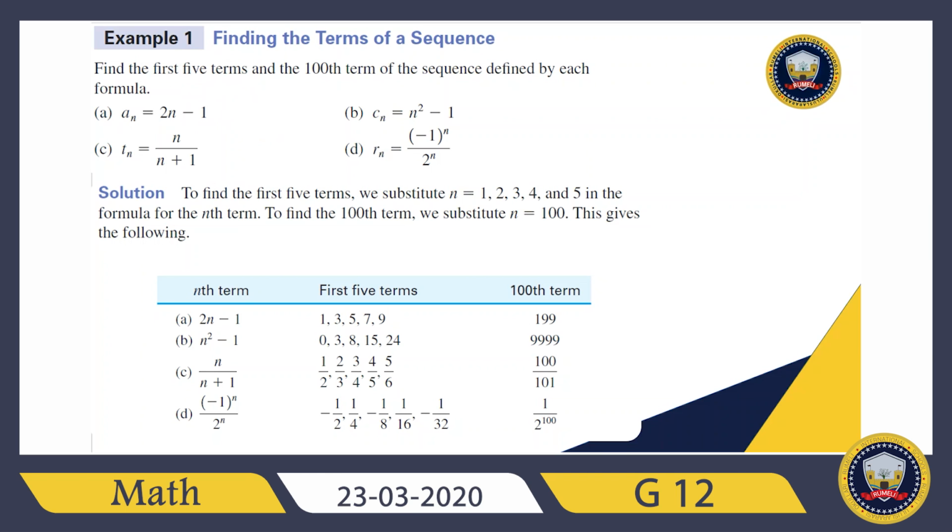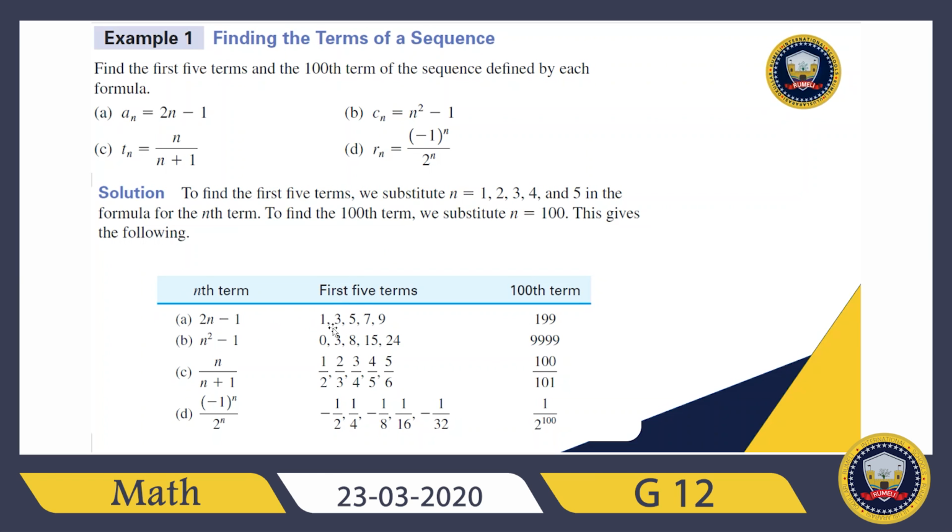So we start by substituting n equals 1, starting from 1, 2, 3, 4, and 5, because we need only 5 terms. And we need the 100th, so we can replace n by n equals 100. So for the first one, which is a_n equals 2n minus 1: if n is 1, 2 multiplied by 1 minus 1, which is 1. If n equals 2, 2 multiplied by 2, which is 4, minus 1 equals 3.